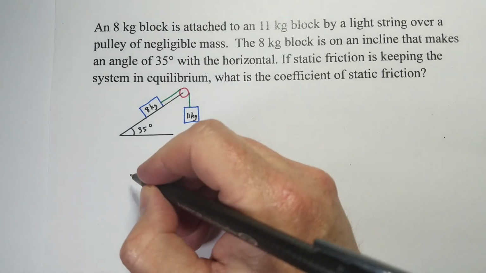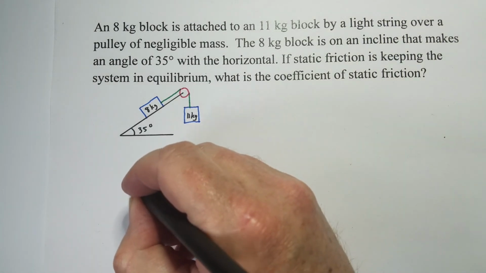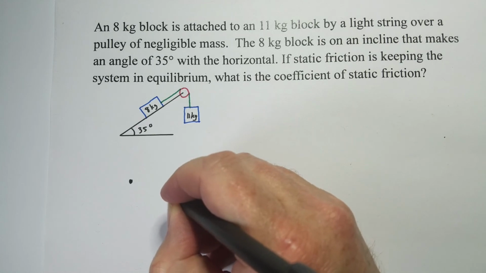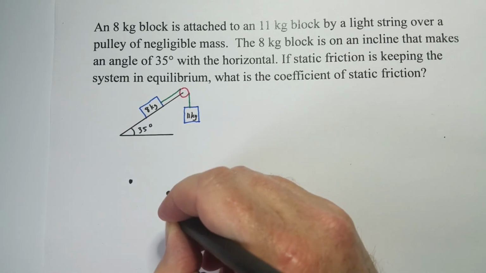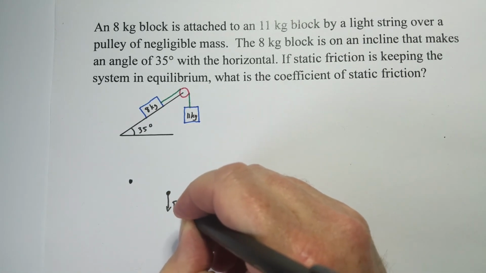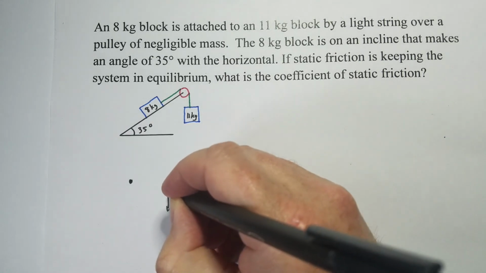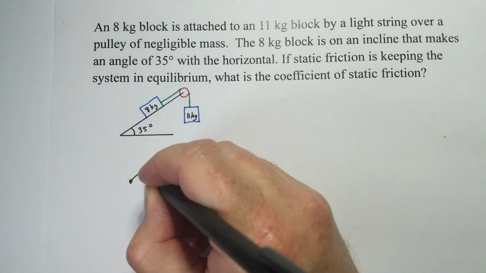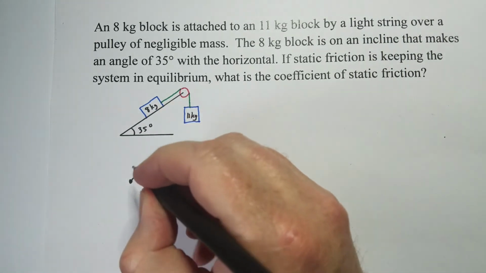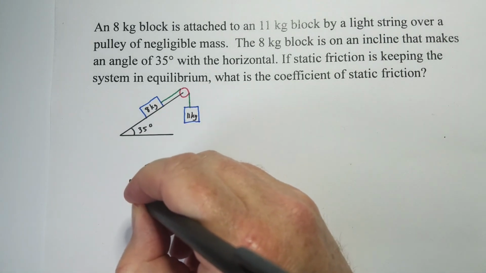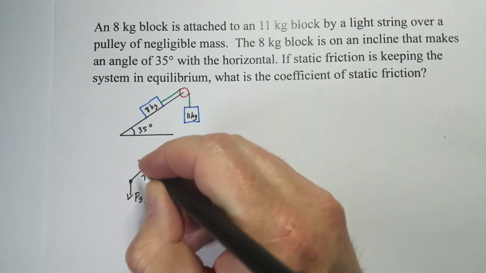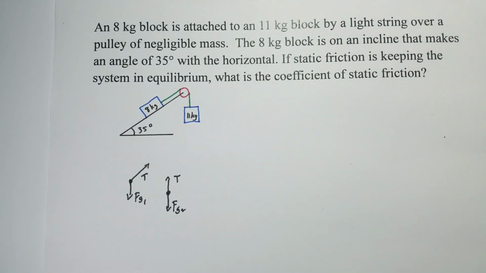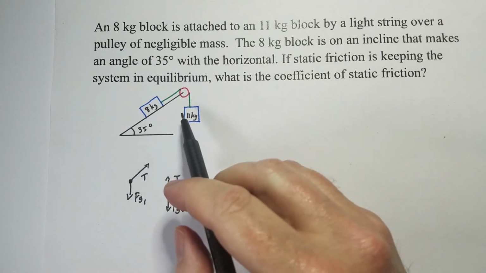Well, in general, we have this as our free body diagram. We have the weight of this block as well as the tension in the rope. That same tension is the tension over here on this block with its weight, and we have some type of friction. Now, we're not exactly sure.